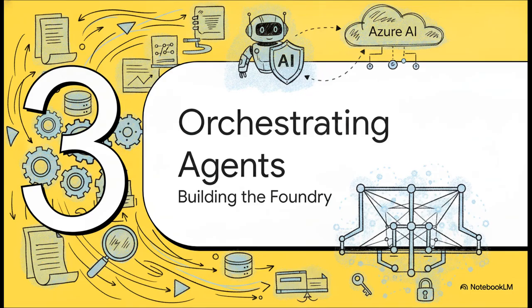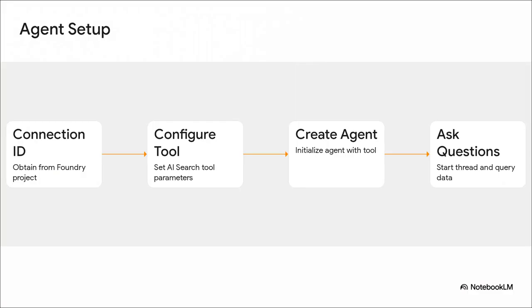All right, section 3, orchestrating agents. It's time to build the Foundry. So, with our data beautifully extracted, enriched, and indexed, we're finally ready to build an autonomous agent to actually interact with it. The AI 102 exam really wants to know that you can reuse existing resources without rebuilding the whole thing from scratch.